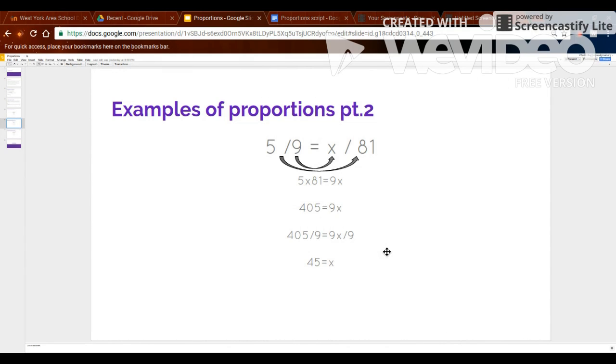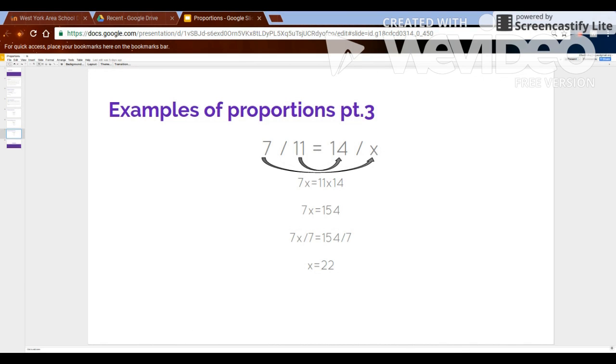Our second example of proportions is 5 over 9 equals x over 81. To simplify this, you would multiply 5 by 81 and 9 by x. This equals 405 equals 9x. To get the variable by itself, you need to divide both sides by 9. That equals x equals 45.